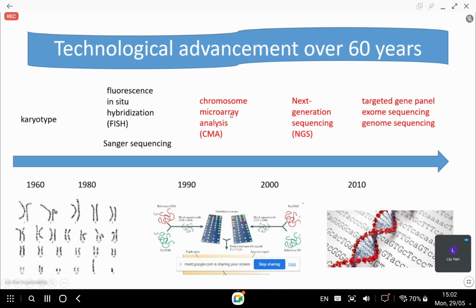So over here, I put red color for chromosome microarray and the NGS test panel, exome, and genome sequencing, because this is not easily available in our country, and patient or parents have to pay out of pocket for the test.